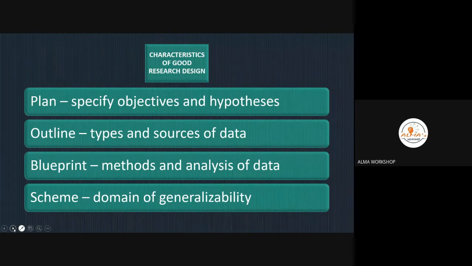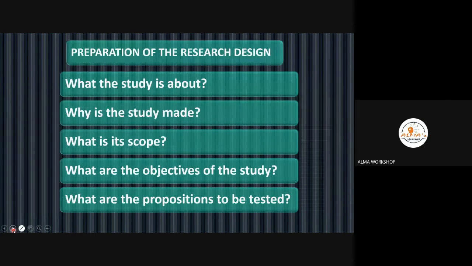Okay, so what are the characteristics of a good research design? You try to plan the plan, you try to outline, you take a blueprint, and you have a schematic representation of the research design. That's why we ask the researchers to give a schematic representation of the research design that they are going to follow. Okay.